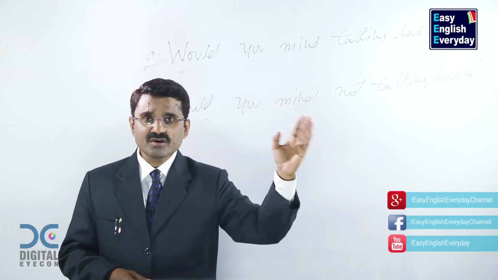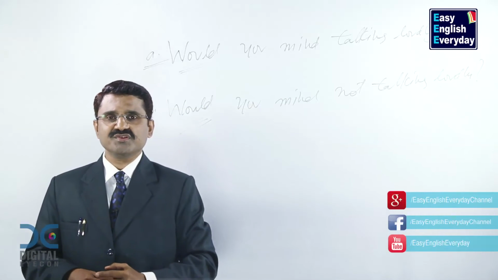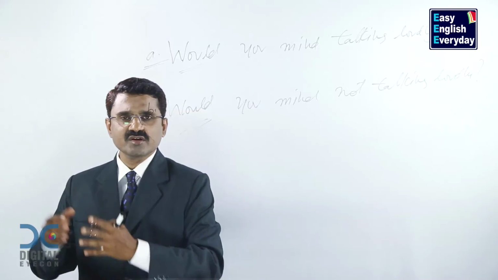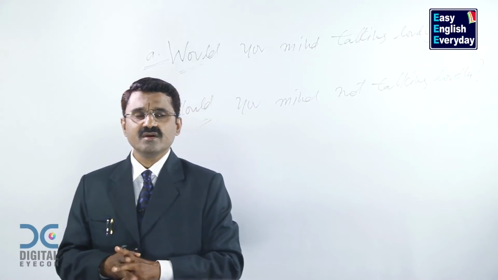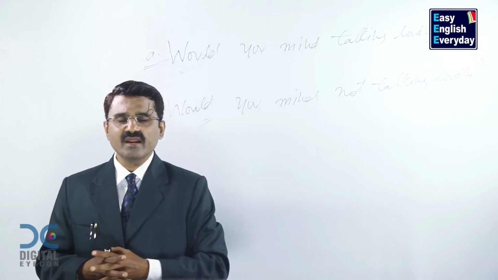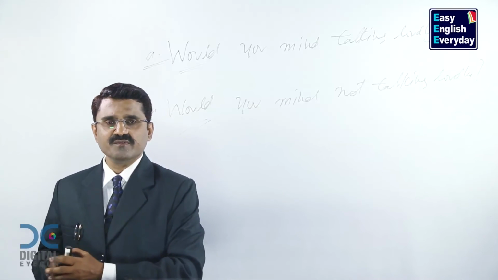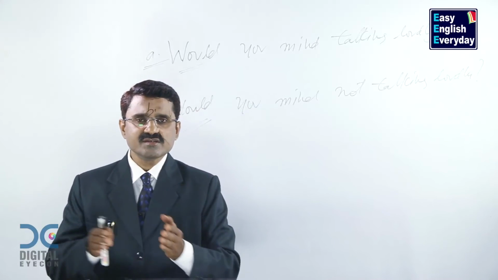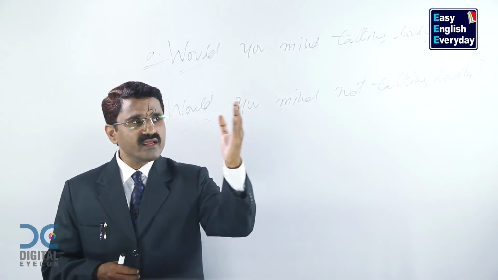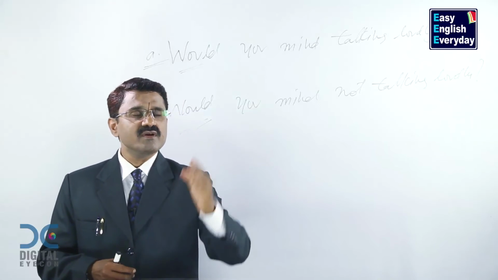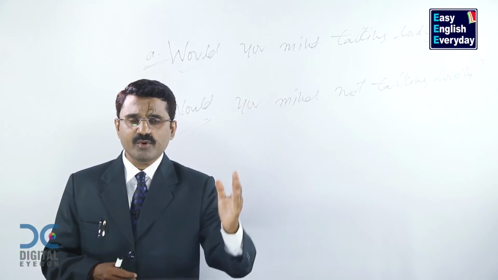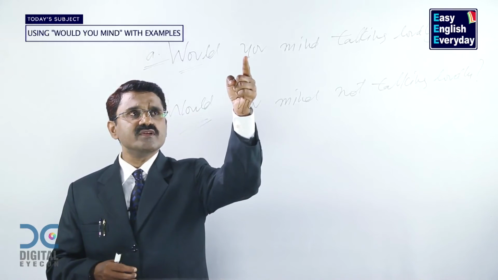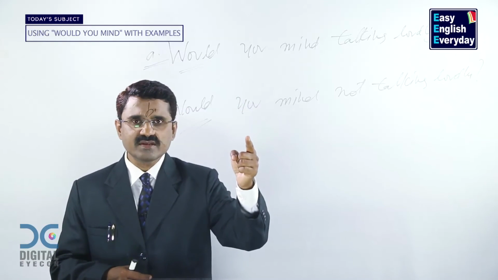Would you mind not asking the personal question? Would you mind not discussing your personal problems in the office? Would you mind not wearing such dresses to the office? Would you mind not carrying such magazines to the classroom? So in this way you can make examples where you are telling the person very politely, don't do that. Do that, this one. Don't do that, this one.